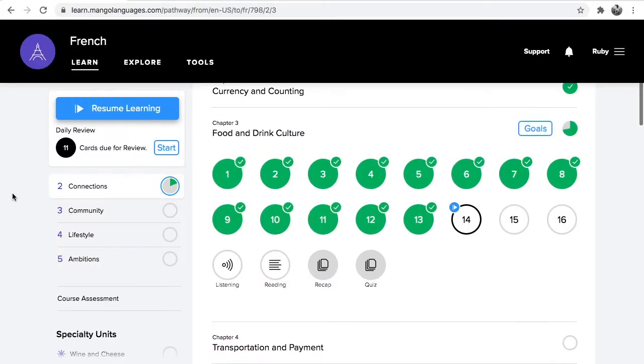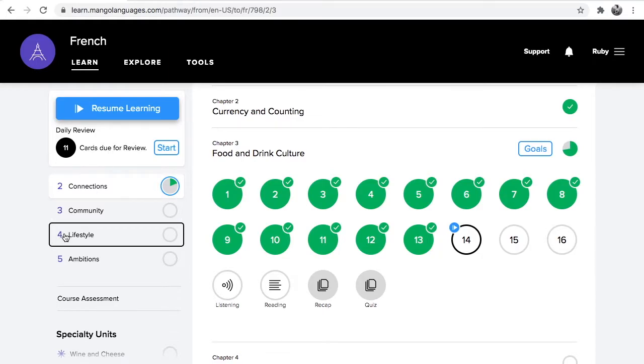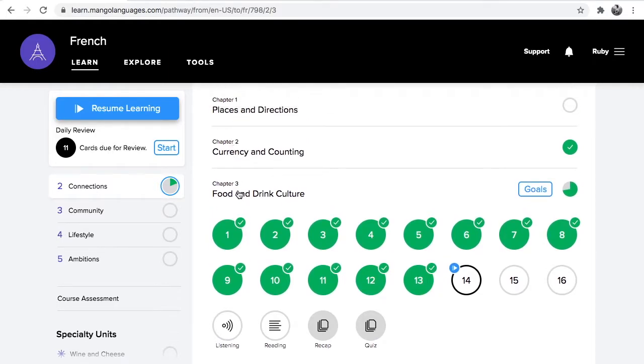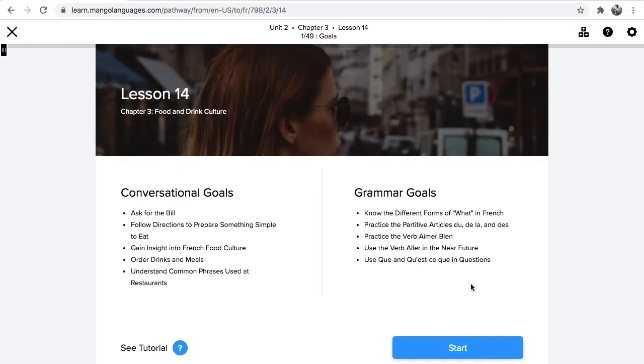Okay, you guys, so now we're right here on my French section, and as you can see, there are 5 units, and within the units, there are chapters, and within the chapters, there are lessons. So now let's jump into lesson 14. What I really love about Mango is how before every lesson, you have your conversational goals, right? You have the little pinpoints right here. And along with that, you also have your grammar goals. It's really awesome because it's set up in a way so you are able to accomplish success in your language learning journey. So let's jump right into it.